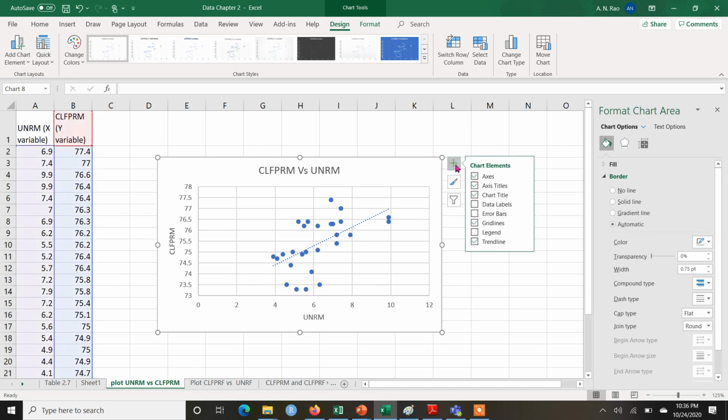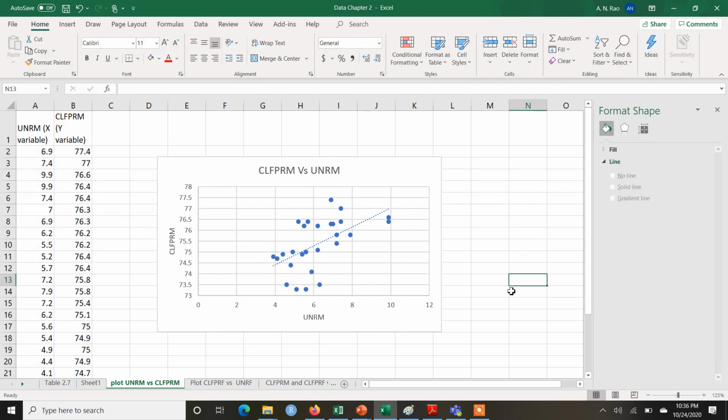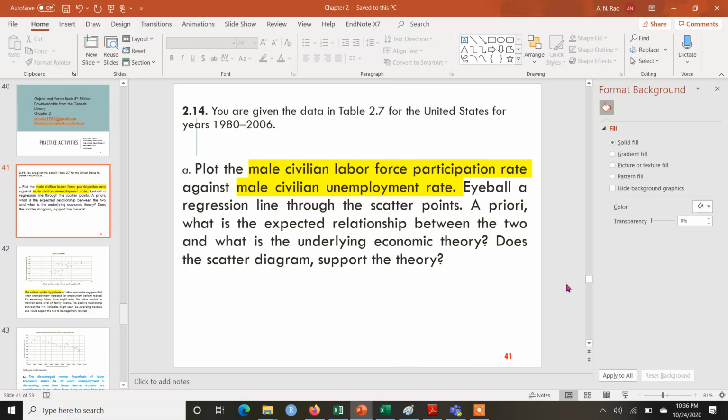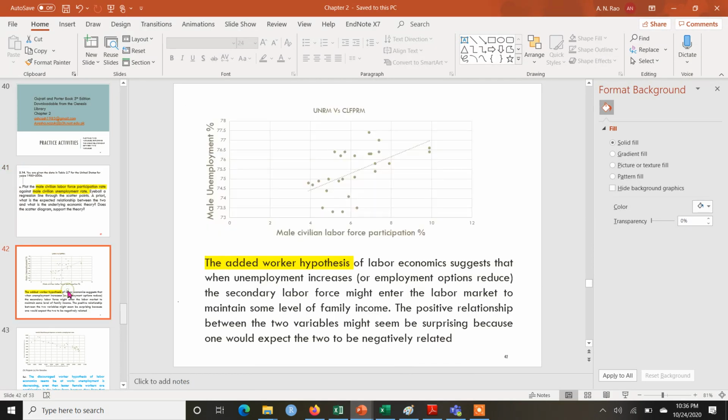If you click again here, there is an option of adding data label as well. If you click on data label, you can see that some numeric figures start appearing on the scatter plot. Sometimes that's not visually quite appealing, so maybe we should not pick this data label option and leave the plot as it is.